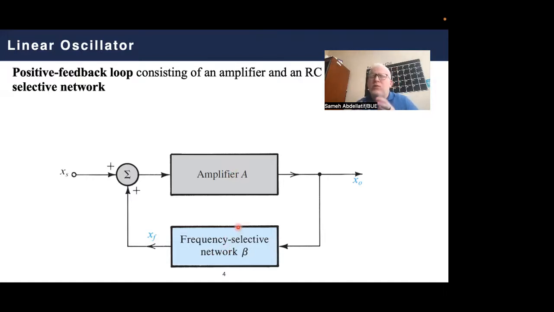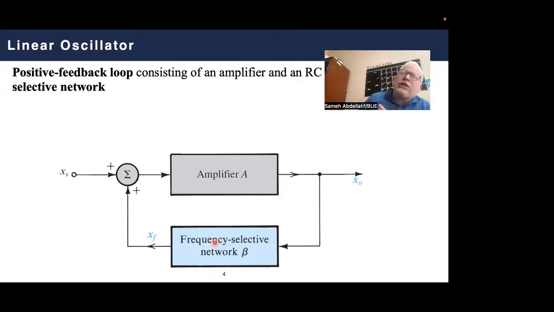On the other hand, we have what we can call an RLC network, which, based on what we have already learned in the previous chapter, should perform some sort of filtering process. So we have an amplifier and we have an RLC or a frequency selective network. We call them A and beta. A stands for the amplification process, and beta stands for the frequency selection process, or simply the transfer function of a filter.